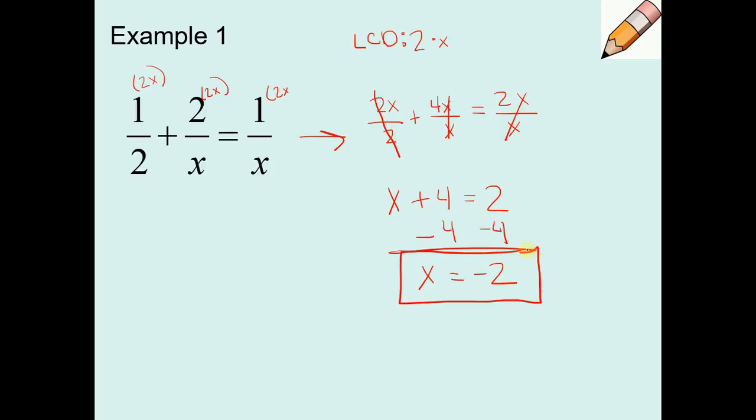Now, just like day 1, you do need to check the original, but remember, all you need to worry about is denominators. Denominators cannot be equal to 0. So 2 can never be equal to 0. If I plug in -2, that doesn't cause a problem. Checked, nothing wrong. That is the correct answer, and it is not extraneous.